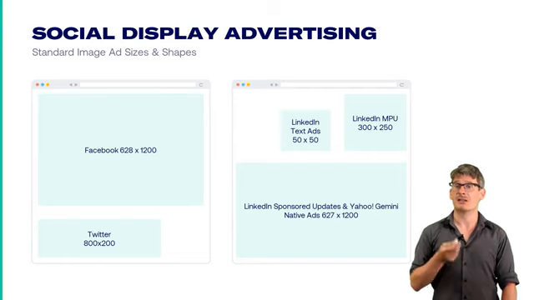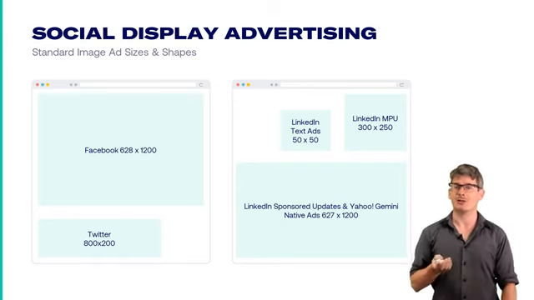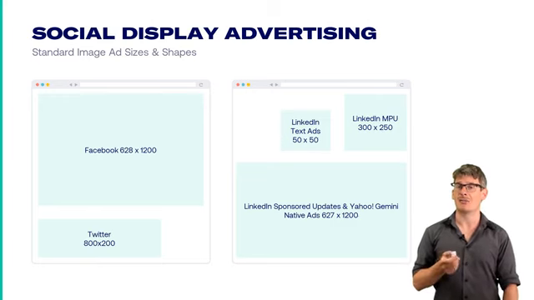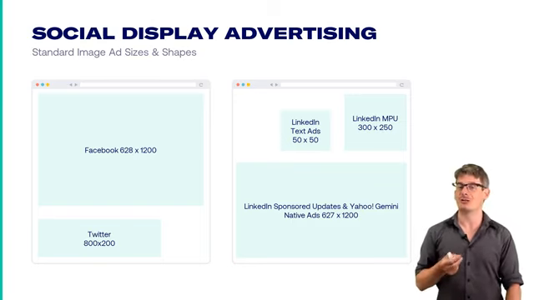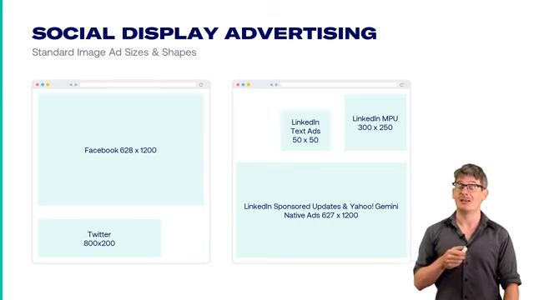As I mentioned previously, the Google Display Network has a certain suite of ad formats, while social media channels have different ad formats. Within Facebook, the standard static image would be 628 by 1200 pixels. On Twitter, 800 by 200 might be the ad format you choose. Within LinkedIn itself, we've got a number of different ad formats. We can use 628, or indeed 627, by 1000 for newsfeed ads on LinkedIn.